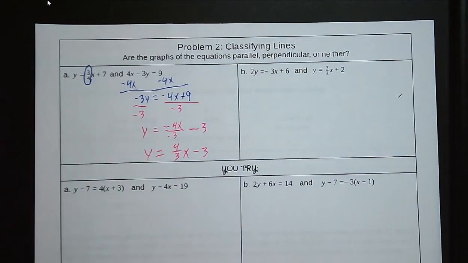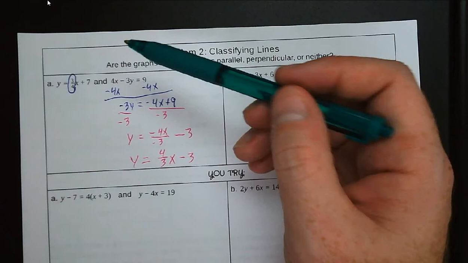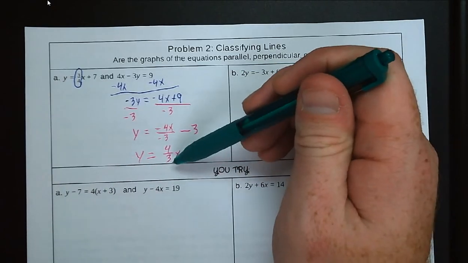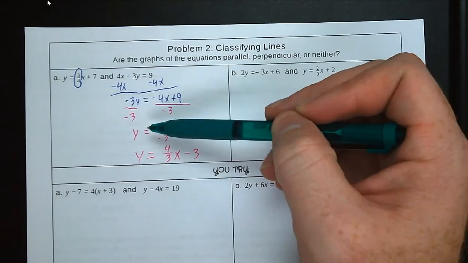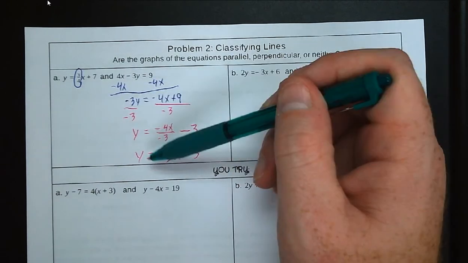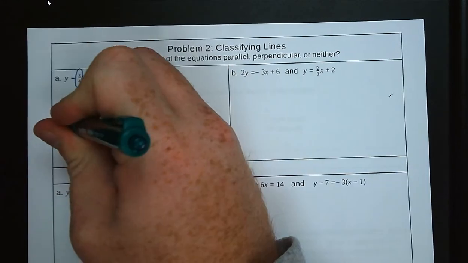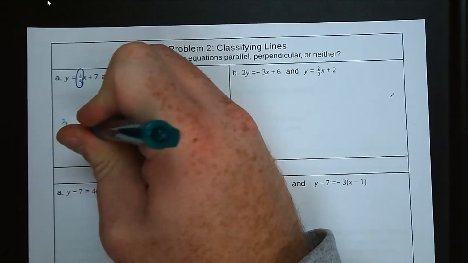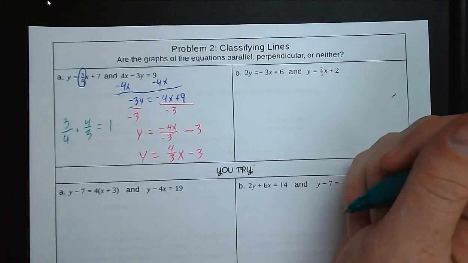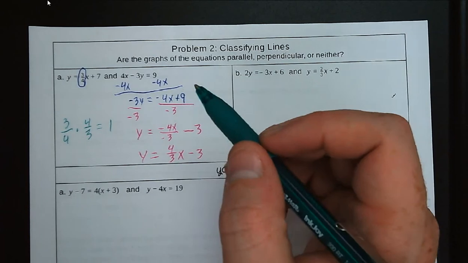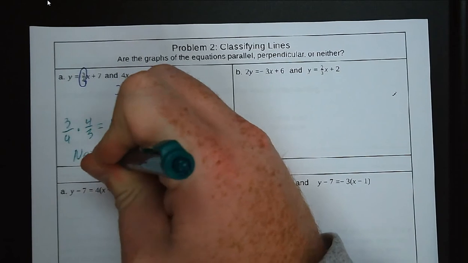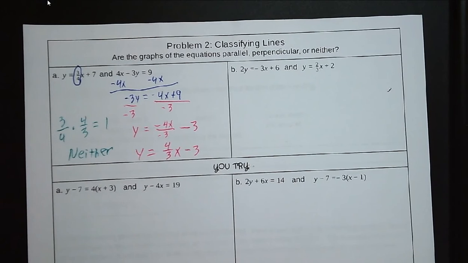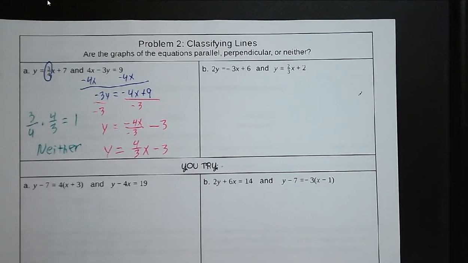Now, at the beginning, when I defined parallel lines, we said they were the same slope. Well, I've got 3/4 and I've got 4/3. Not the same slope. Okay? Perpendicular lines were if we can multiply the slopes together and they equal -1. Well, are these opposite reciprocals? Well, 3/4 times 4/3 is just going to equal +1. They are reciprocals, but they are not opposite reciprocals. So these lines are neither. Okay, they are neither parallel nor perpendicular. They're just two lines that are going to intersect.